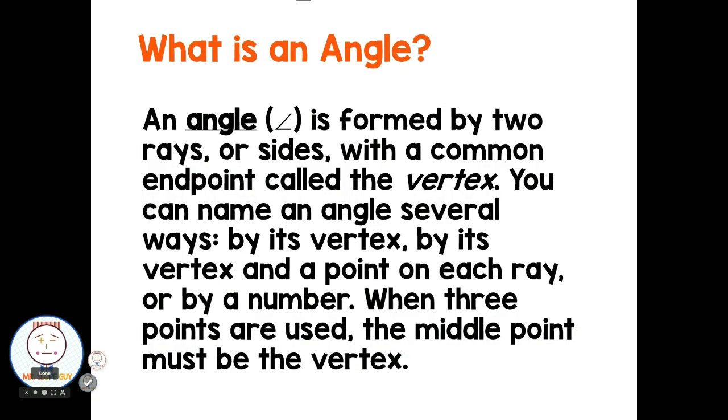And first of all, what is an angle? An angle is formed by two rays or sides with a common endpoint called the vertex. You can name an angle several ways: by its vertex and a point on each ray, or by a number. When 3 points are used, the middle point must be the vertex.